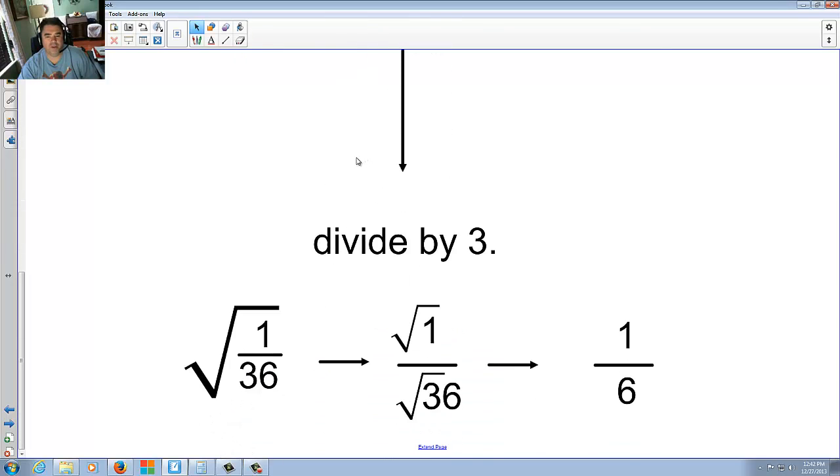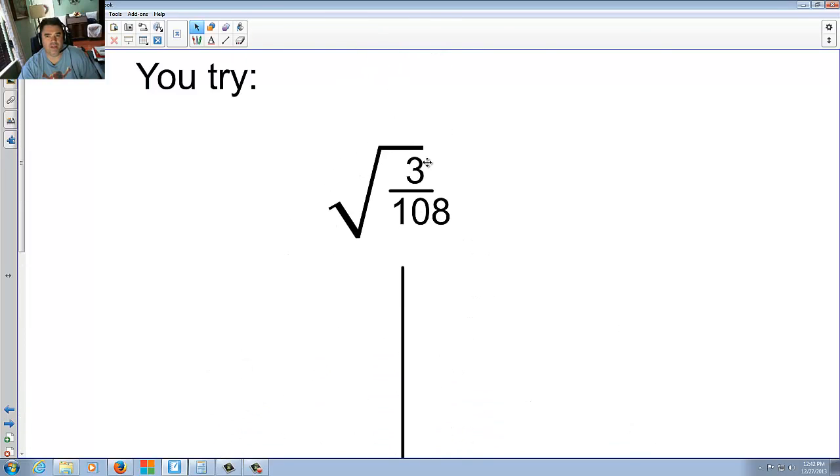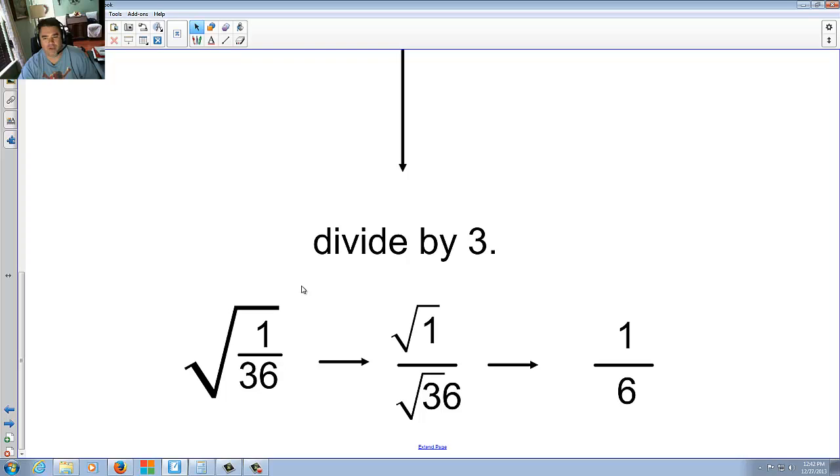Hopefully you divided both by 3. So if you take 3 and 108 and divide both by 3, you get root of 1 over 36 again. Root on top, root on bottom, it becomes 1/6 is your answer.